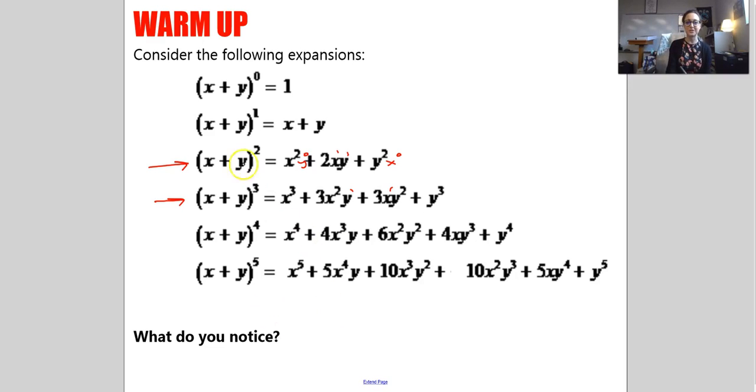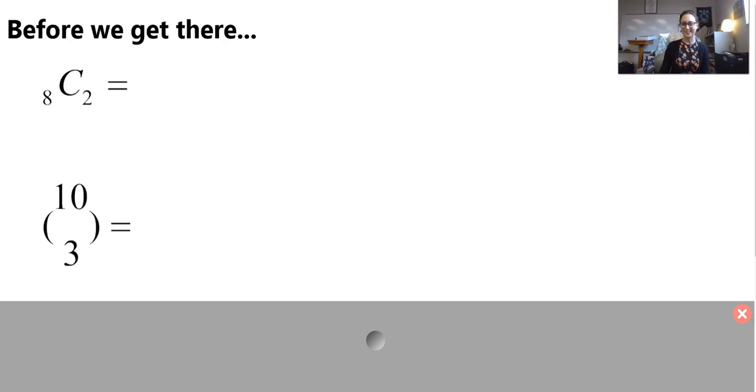But what about our coefficients, right? Like here I've got 1, 2, 1. Here I've got 1, 3, 3, 1, 1, 4, 6, 4, 1, right? So we've kind of got the pattern figured out, I think, for x and y. Now I really want to look at this pattern for the coefficients. All right, before we get there, I want to review just a little bit of combinations.